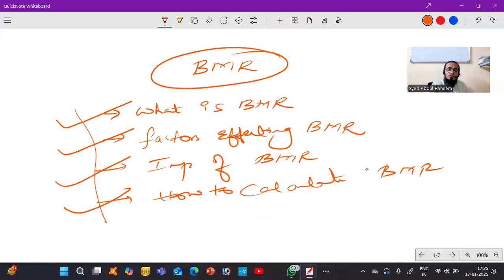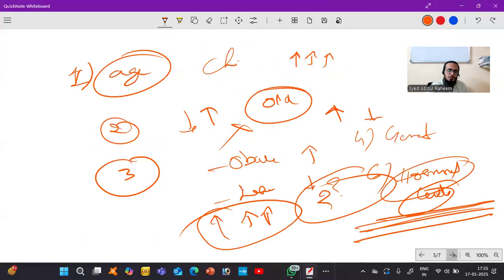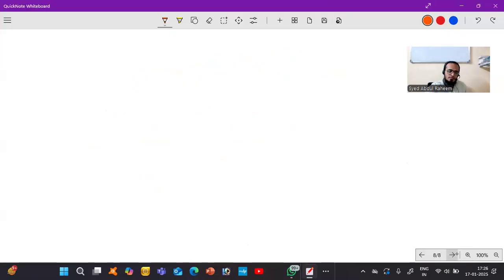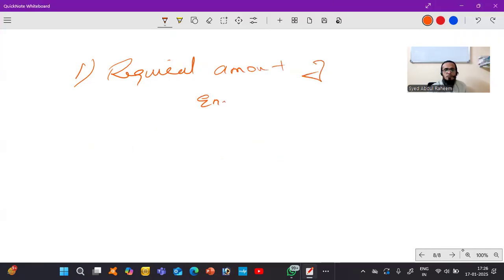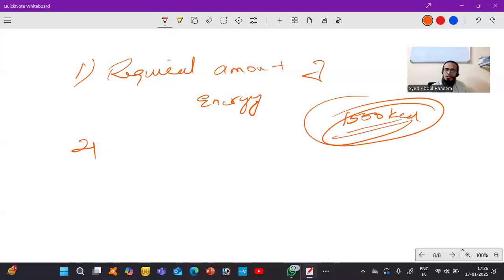So now, importance of BMR. What is the importance of BMR? You can do four things. One is that you will know how much energy is required. Say I require 1500 kilocalories, so we will eat that much, not less, not more. So our body weight will be maintained. If you take 1600, meaning 100 calories extra, it will be stored in our body, so it will become fat, glycogen.